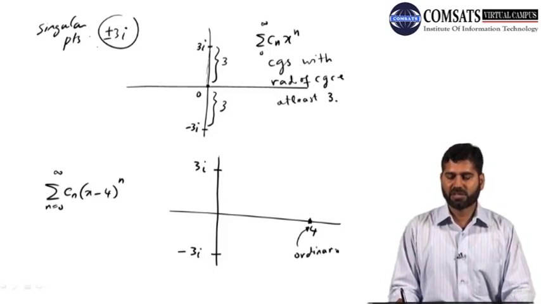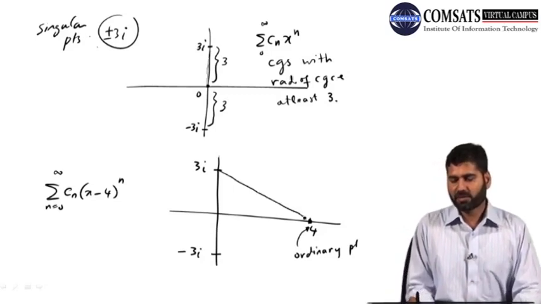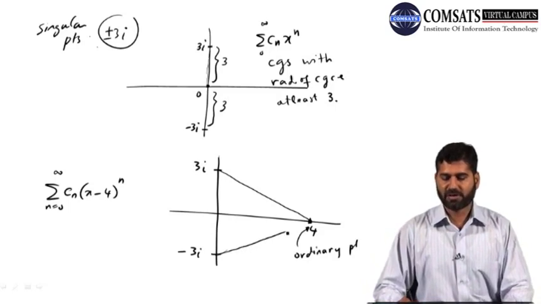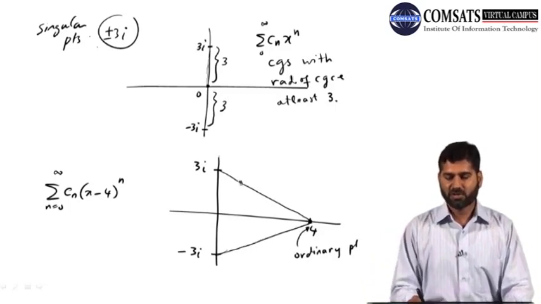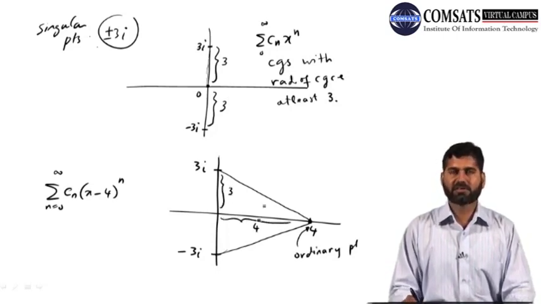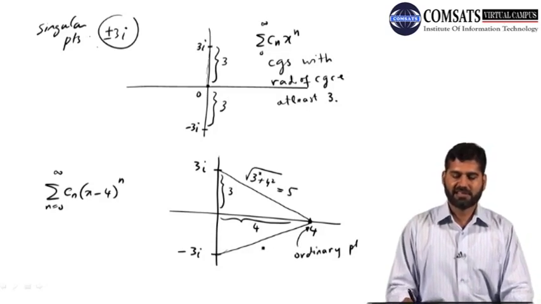You are finding the solution about this ordinary point. Now you need the distance of this 4 from your singular point, this 5, and from this singular point as well, the nearest singular point. They both are equidistant basically. So this distance is 3, this distance is 4. So using the Pythagoras theorem, you will get square root of 3 square plus 4 square, which is 5. And similarly, this is also 5 because this distance is 3 and 4, so 5.